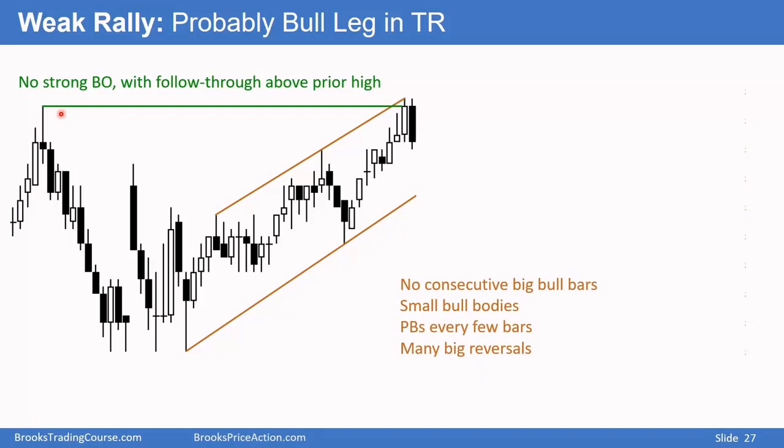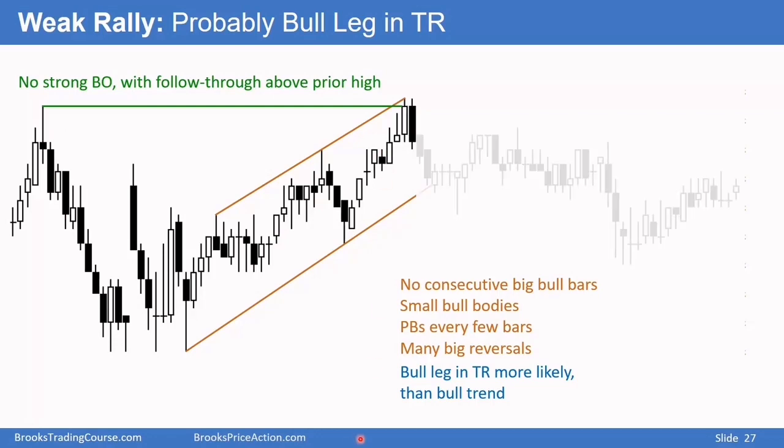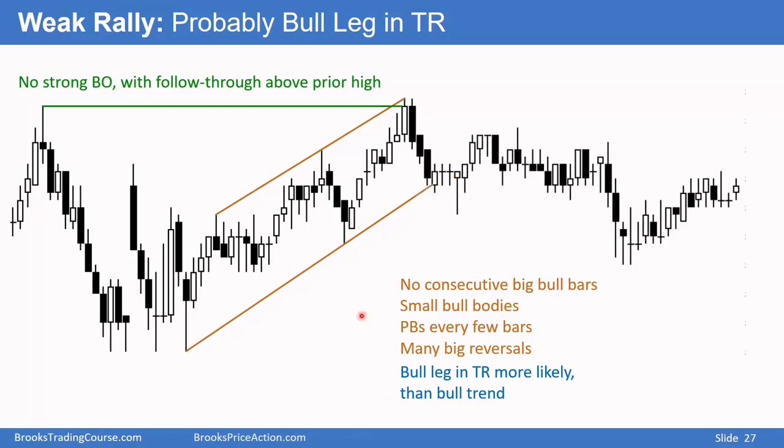No consecutive big bull bars. The bull bodies are small, pullbacks every few bars, lots of reversals. Some of the reversals are fairly big and contain a lot of bars. This does not look like a bull trend. It's more likely a bull leg in what would be a trading range. So bull trend, yes, but probably later on, when you look back at this, you'll say, oh, this was just a bull leg in a trading range. This was a bear leg in a trading range, a bull leg in a trading range. And it was.